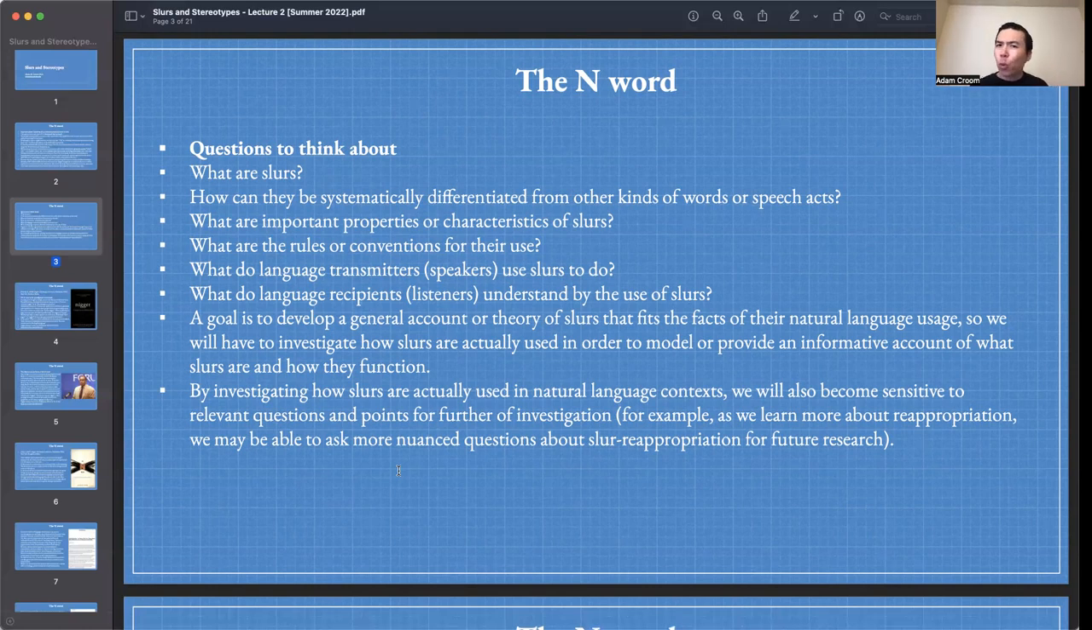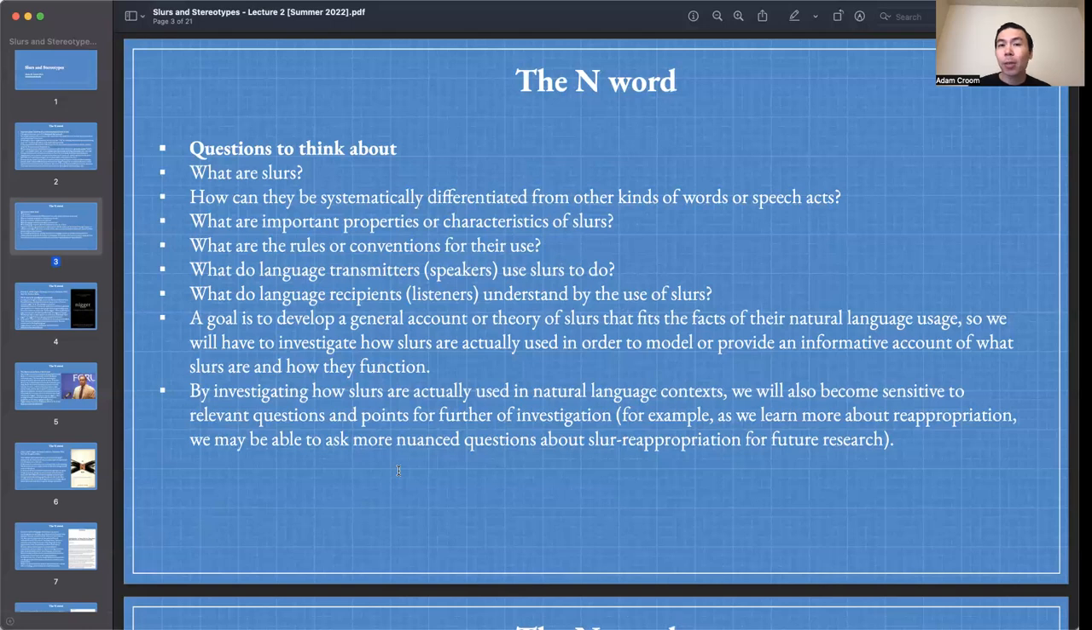Or we want to think of some rules or conventions for the use of slurs that differ from the use and conventions of other kinds of words. So another question is, what are the rules or conventions for their use? As language scholars, we want to articulate the unique properties of slurs as well as the rules for their use in society, okay, both by in-group speakers and by out-group speakers.